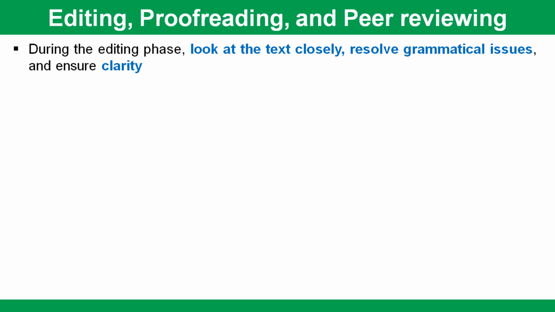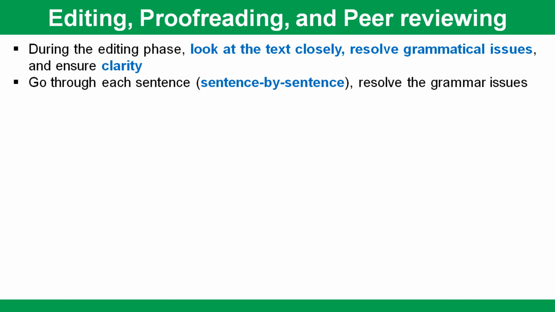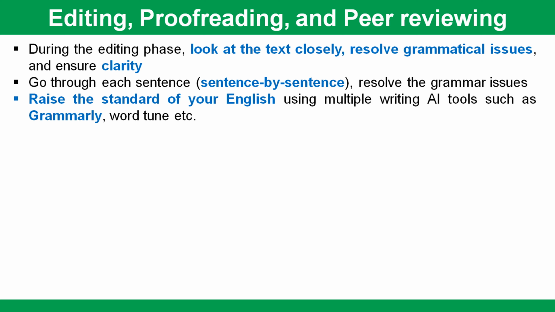During the editing phase, it's crucial to meticulously examine the text, resolving grammatical issues and ensuring clarity. Take a sentence by sentence approach, addressing grammar concerns and refining each sentence for readability and precision. To elevate the standard of your English, leverage multiple writing AI tools such as Grammarly or WordTune. These tools can help enhance language usage, correct errors, and suggest improvements in vocabulary and paraphrasing.